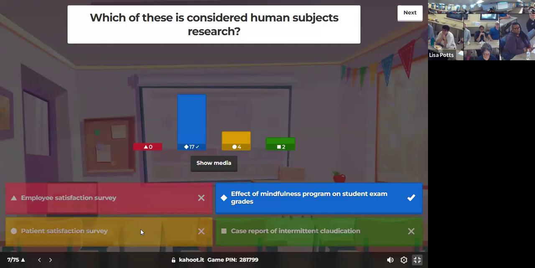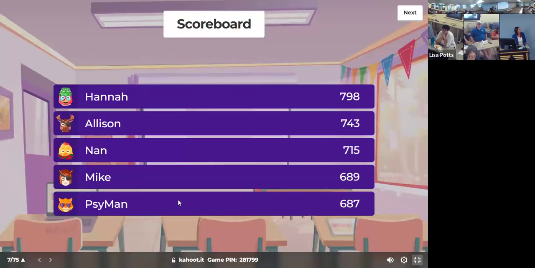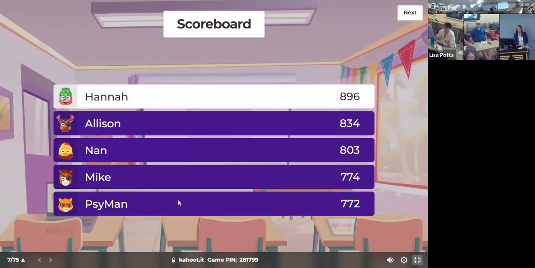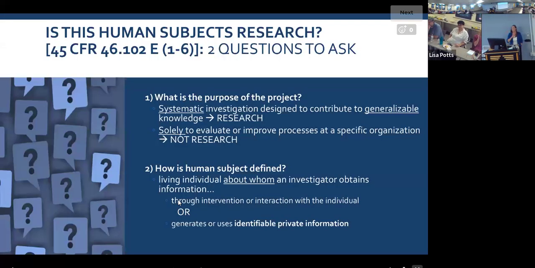Good, yes. So there's all different types of projects or research that we might do. But we really have to look at what actually qualifies as human subjects research. So as far as the OHRP regulations go, there are essentially these two questions that you need to ask or have your students think about. And again, these are like some of the first things on this worksheet.